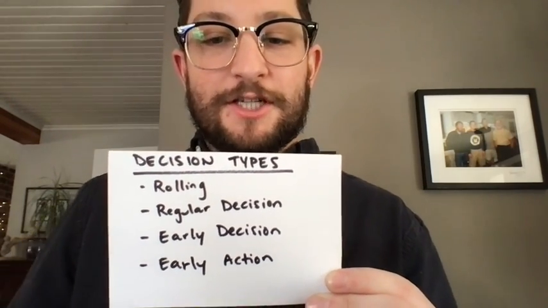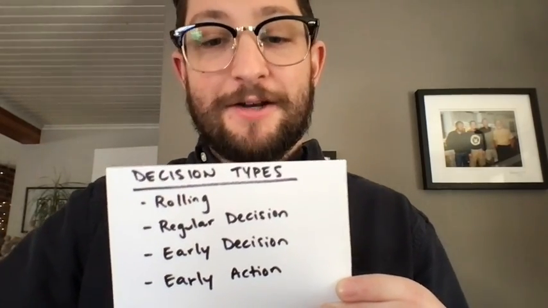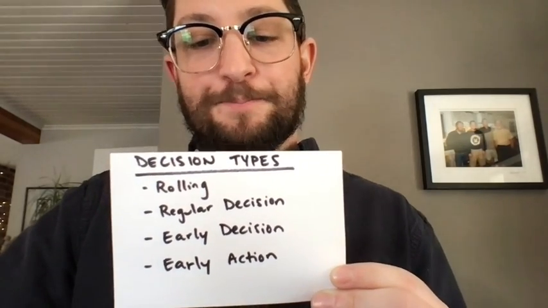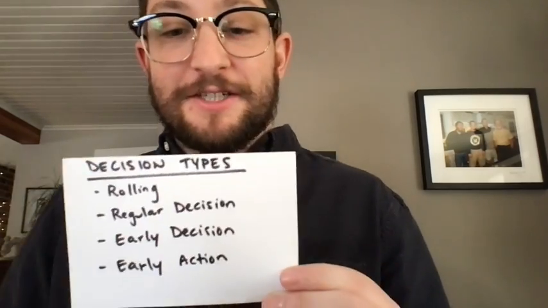When you go regular decision, you're telling the school, I'm basically not extra committed to your school, but I want to apply and receive a response and see what happens. That's really about it for decision types.